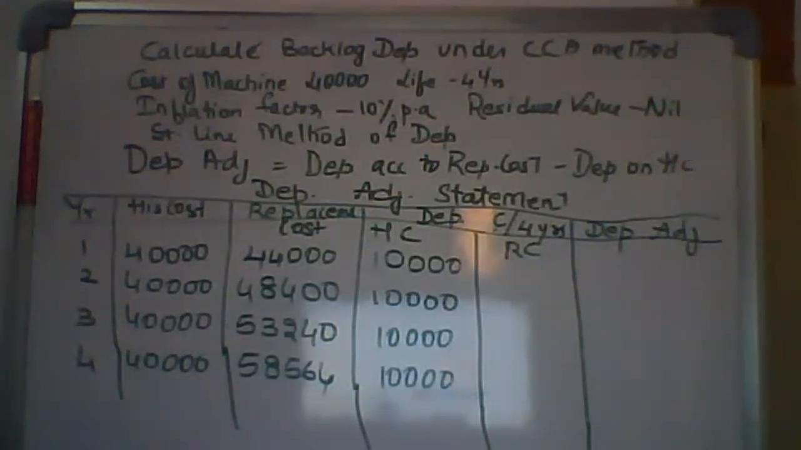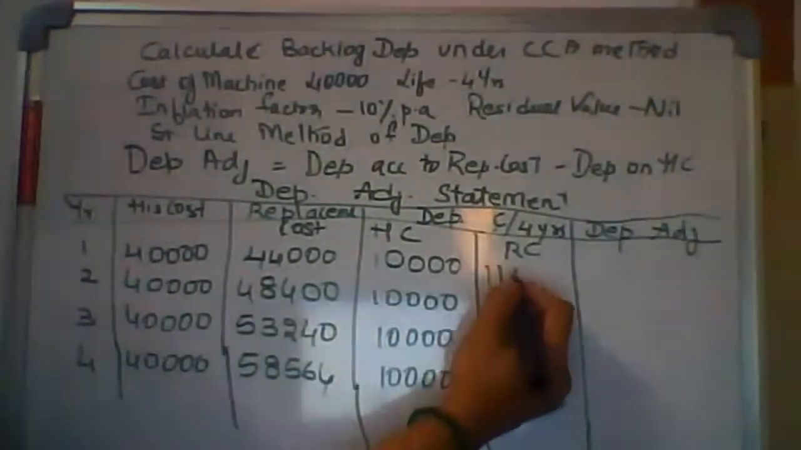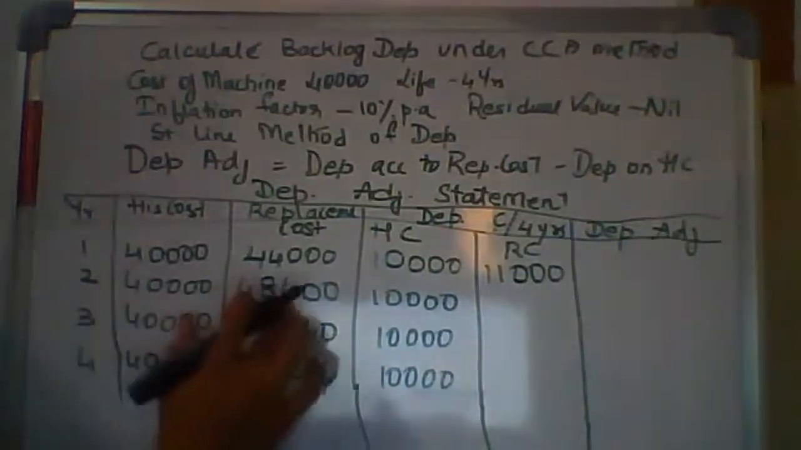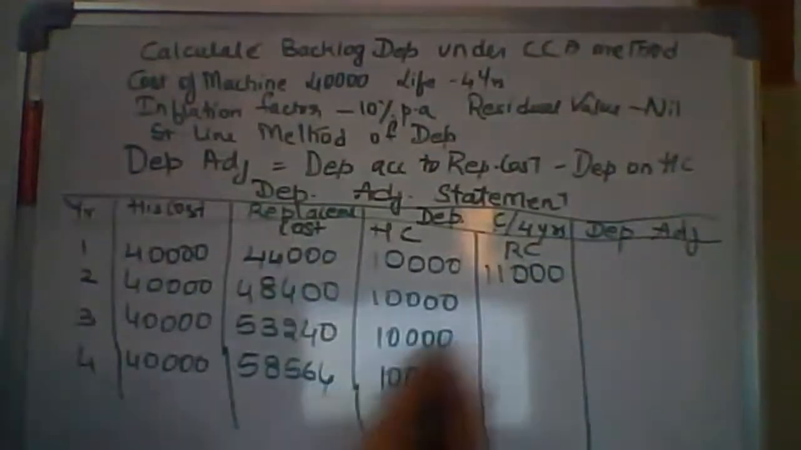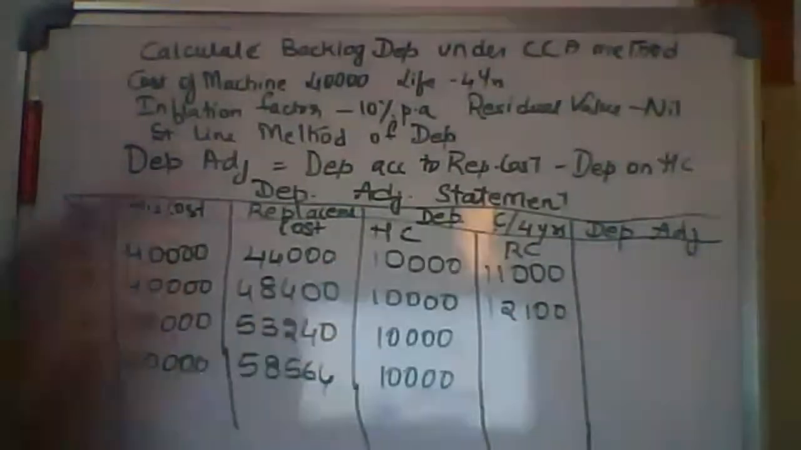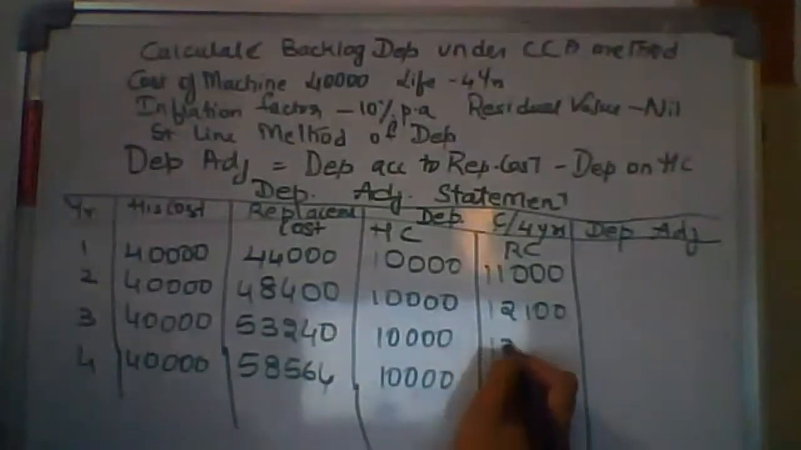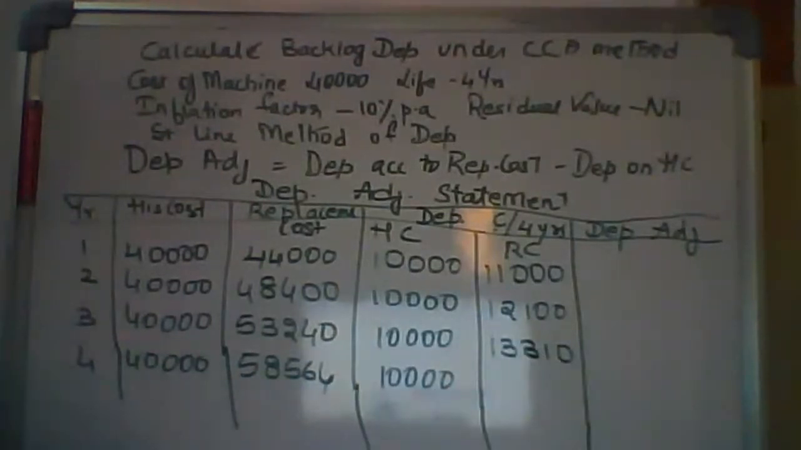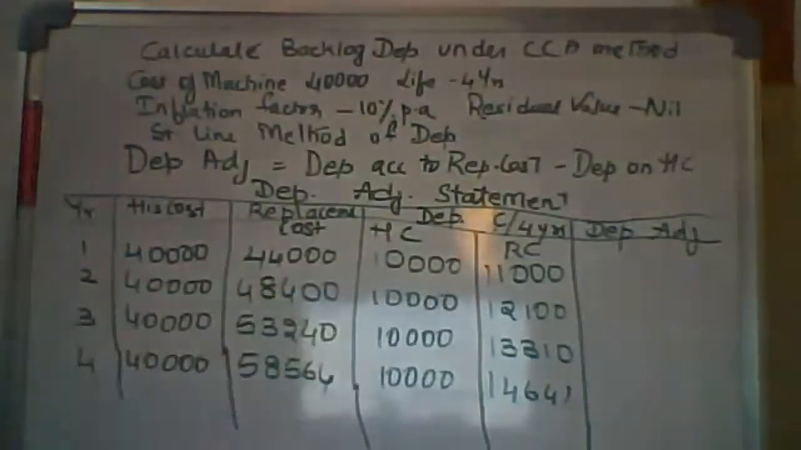Now do according to replacement cost. 44,000 divided by 4. So I would get 11,000. 48,400 divided by 4, 12,100. 53,240 divided by 4, 13,310. 58,564 divided by 4, 14,641. These are the depreciations according to replacement cost. This is the depreciation according to historical cost.